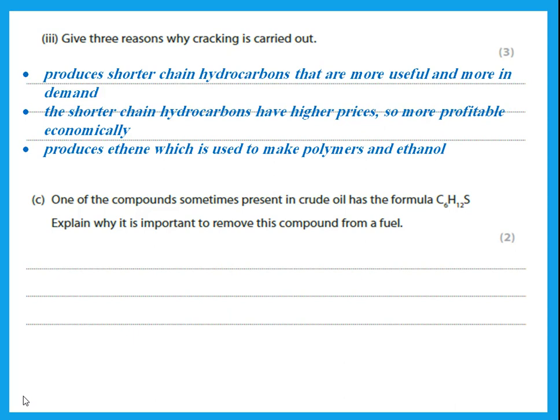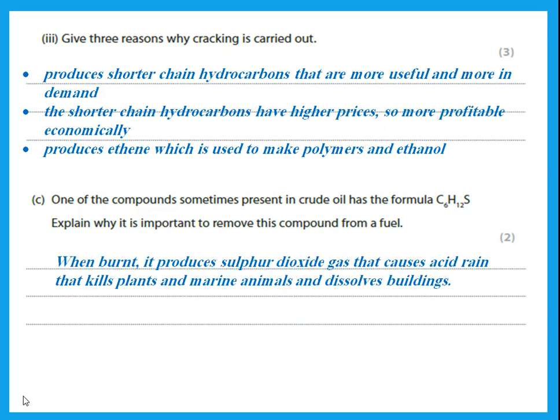One of the compounds sometimes present in crude oil has this formula. Explain why it's important to remove this compound from a fuel. So this is something that has sulfur. And sulfur, when burnt, produces sulfur dioxide gas that causes acid rain, that kills plants and marine animals and dissolves buildings. We haven't done acid rain yet, but you probably know this from your studies in the previous year.